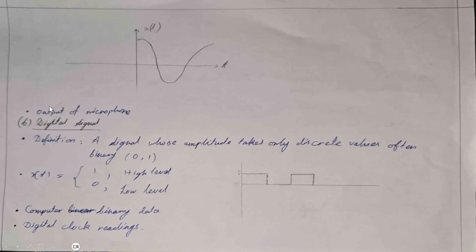Now the second type, B, digital signal. Definition: a signal whose amplitude takes only discrete values, often binary, is called a digital signal. Here we can see x(t) = 1 at high level, 0 at low level. Here we can see the graph of this type of signal. You can mainly get it in computer binary data or digital clock readings.